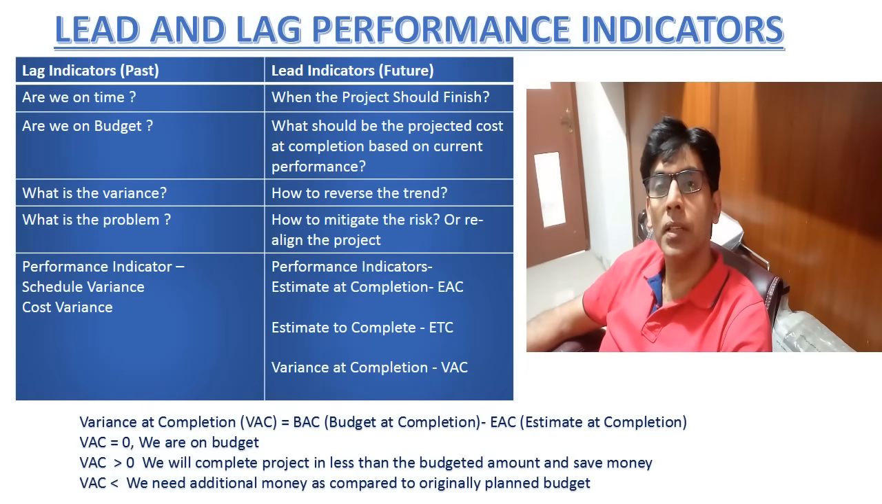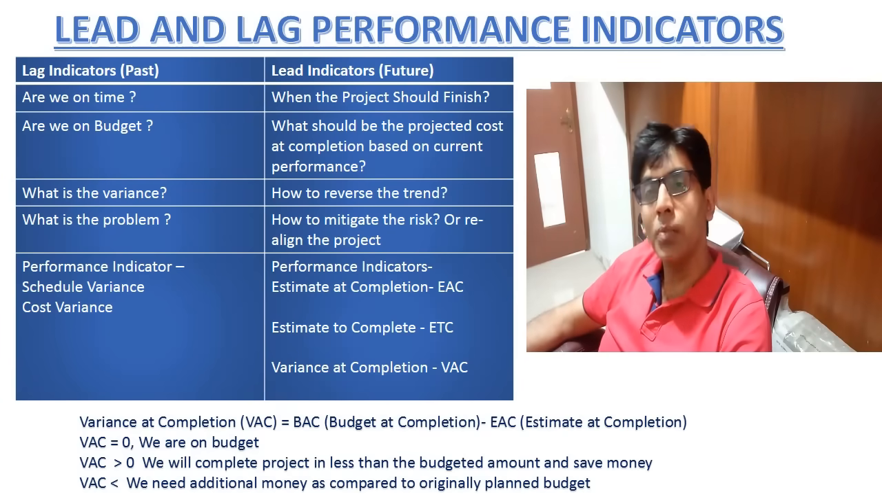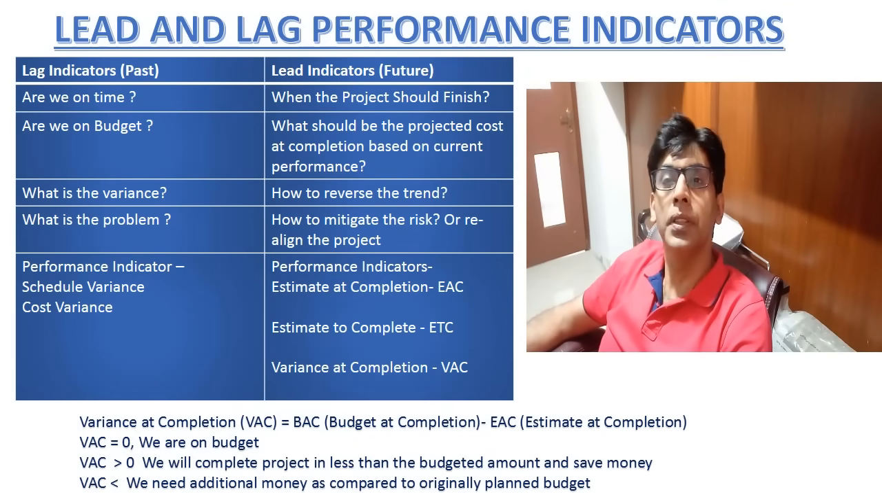If the value of variance at completion is equal to 0, this means our projection says that the project will be completed within the original budget based on the current performance. If variance at completion is greater than 0, this means as per our projections, the project will be completed in less than the budgeted amount, which means we'll save some money. If the variance at completion is less than 0, this means that we require some more money in addition to the originally budgeted amount.